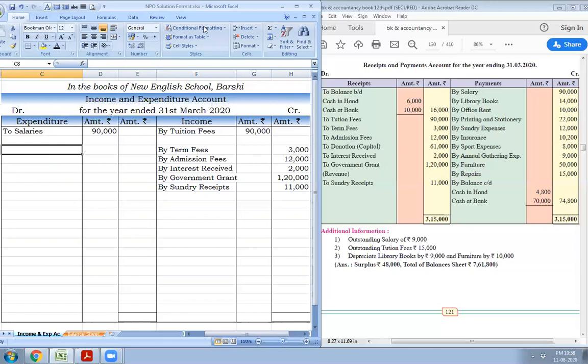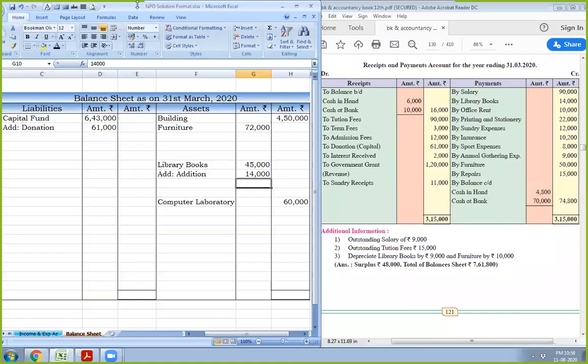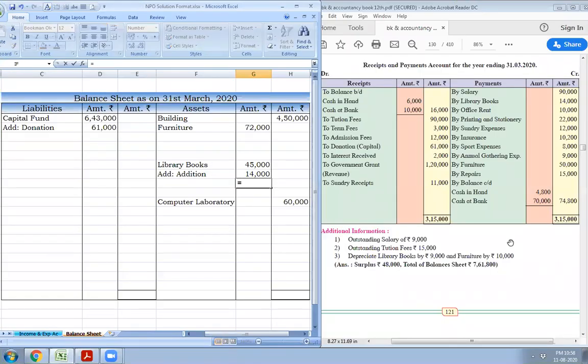Next, library books. It is the addition made to the library books. We will add it to the existing library books. Add, addition or purchase amount rupees 14,000. Total is now rupees 59,000.